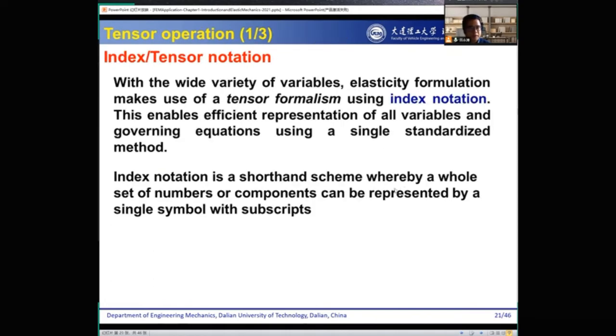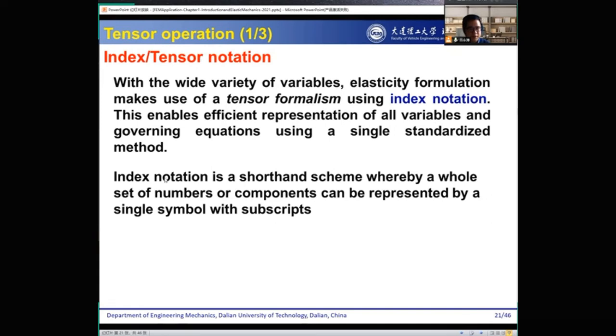Now some other mathematical basics. First is the tensor operation, the index notation, and the tensor notation. With the wide variety of variables, elasticity formulation makes use of tensors formalized using the index notation. This enables efficient representation of all variables and governing equations using a single standardized method.